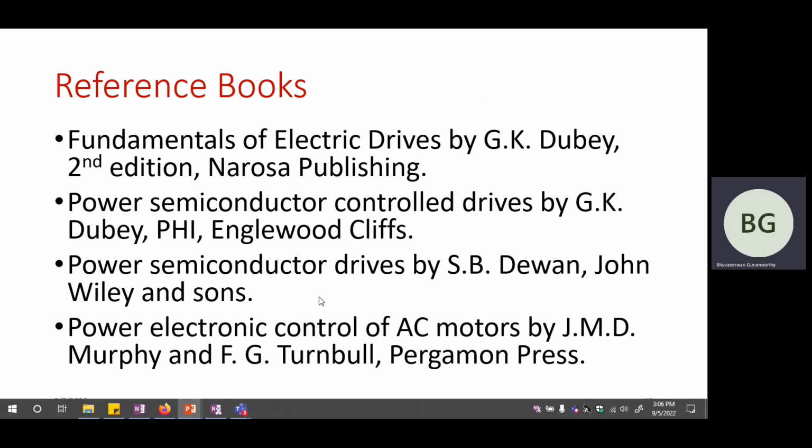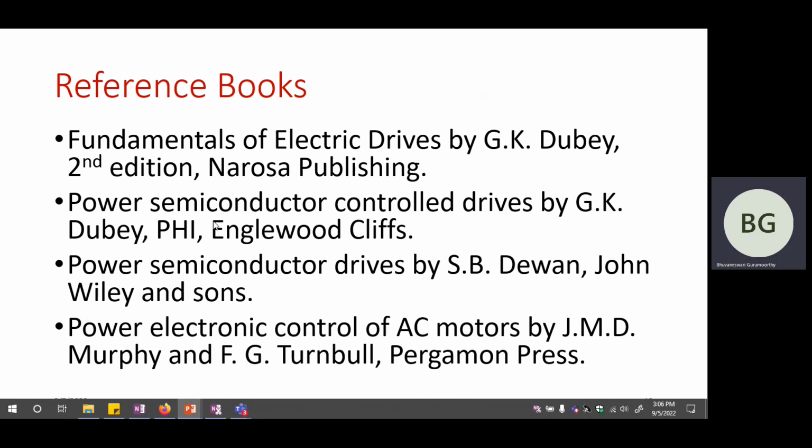So for those two topics, I may be looking at the book by Murphy and Turnbull, which gives field-oriented control extremely well. But there are other books by other professors, like S.B. Dewan, who has written a book on power semiconductor drives, which is from John Wiley. This is also an extremely well written book. It covers both AC as well as DC drives, but again it does not cover vector control and direct torque control.